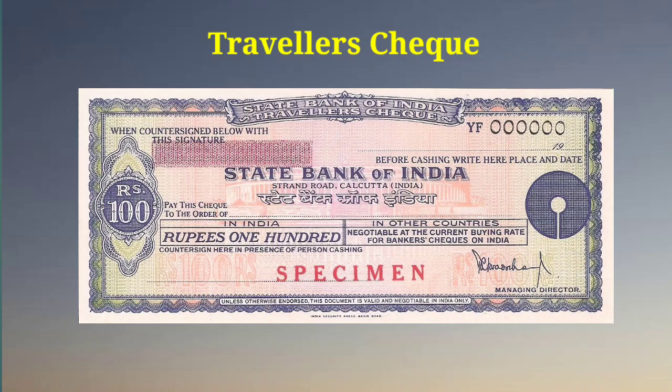The next type is a traveler's check. Traveler's checks are a form of pre-printed negotiable checks that can be used for travel expenses. They are issued by banks and financial institutions and can be replaced if stolen or lost. Traveler's checks are a popular form of payment for travelers because they offer a level of security and convenience.